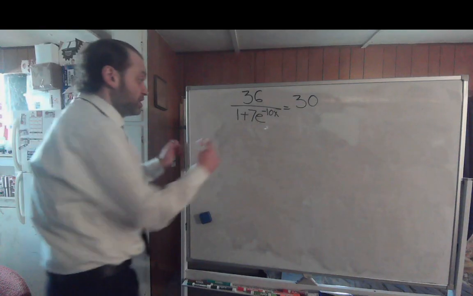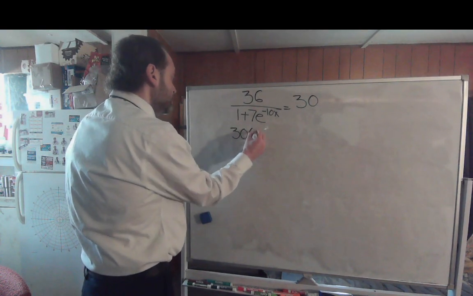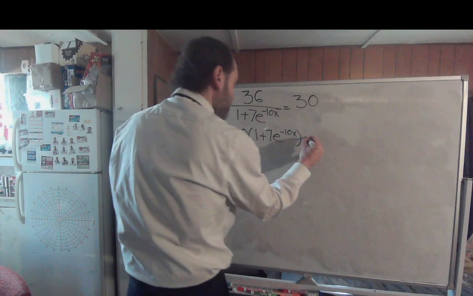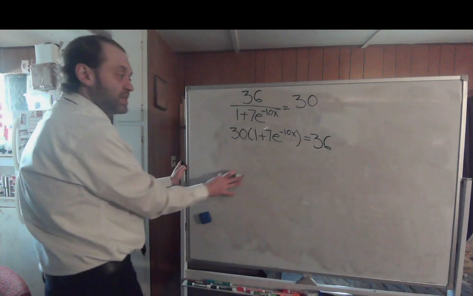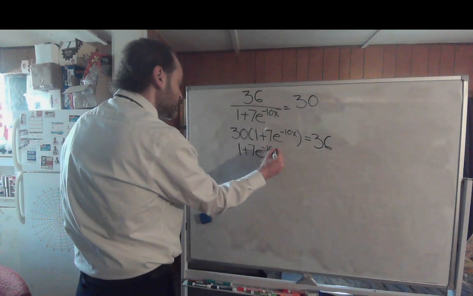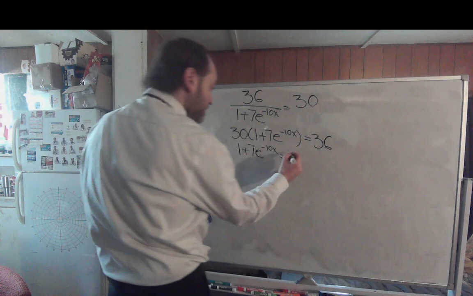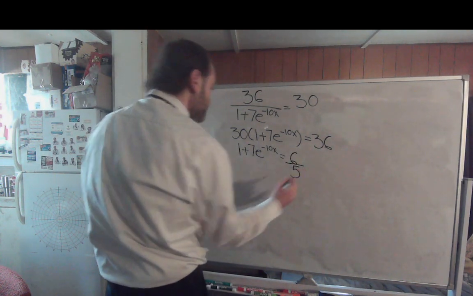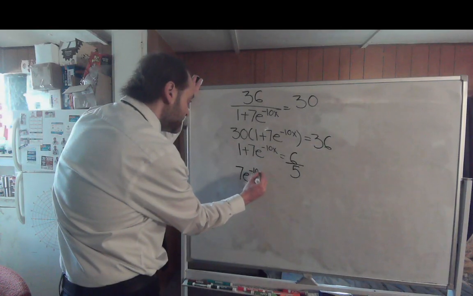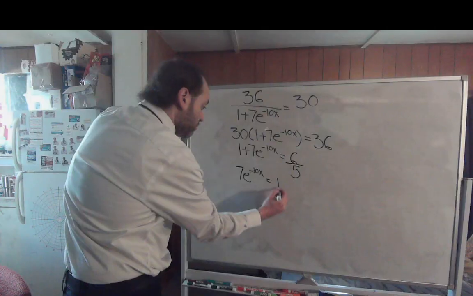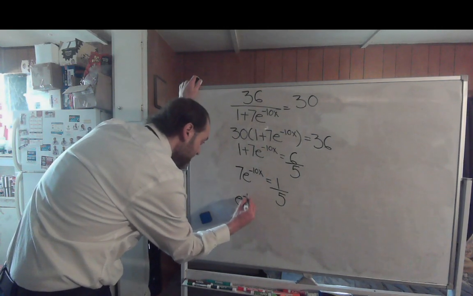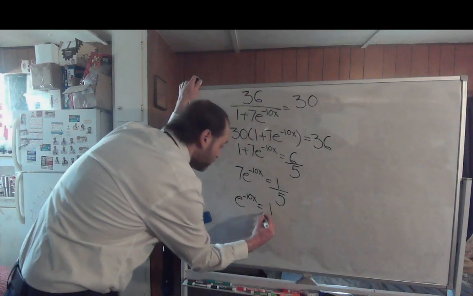So let's cross multiply here. You'll get 30 times 1 plus 7e to the negative 10x would have to equal 36. All right, so let's divide both sides by 30. You'll get 1 plus 7e to the negative 10x would equal 36 divided by 30, which is 6 over 5. And then subtract 1 from both sides, so you'll get 7e to the negative 10x would equal 1/5. Now we just divide both sides by 7, so you get e to the negative 10x would equal 1/35.